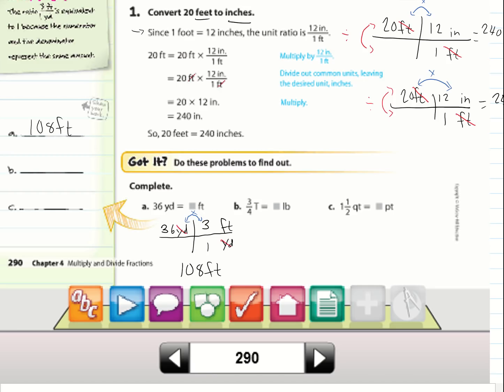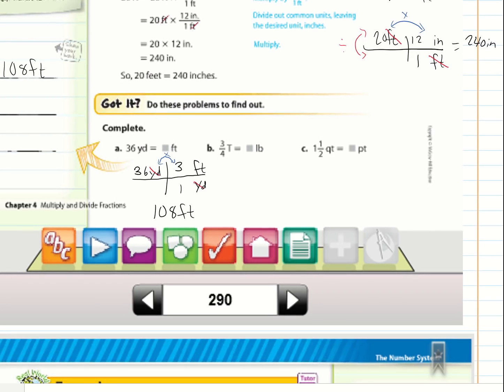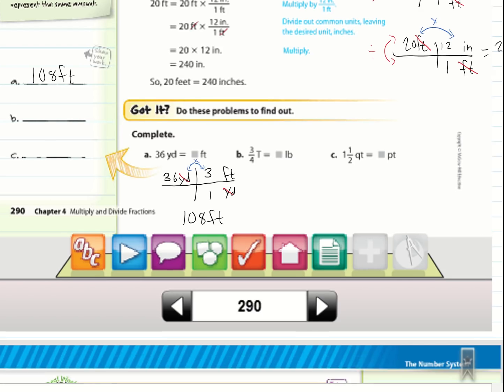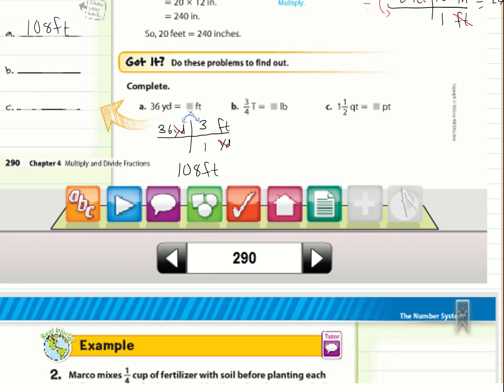So I want you to try B and C. Go ahead and pause the video and see what you can get. I did not provide the answers for you because I want to work you through this, because I know with the fractions and mixed numbers, it does make it a little bit tougher. When we have a unit in a fraction, the unit is actually attached to the top. So I can write this as 3 tons over 4.